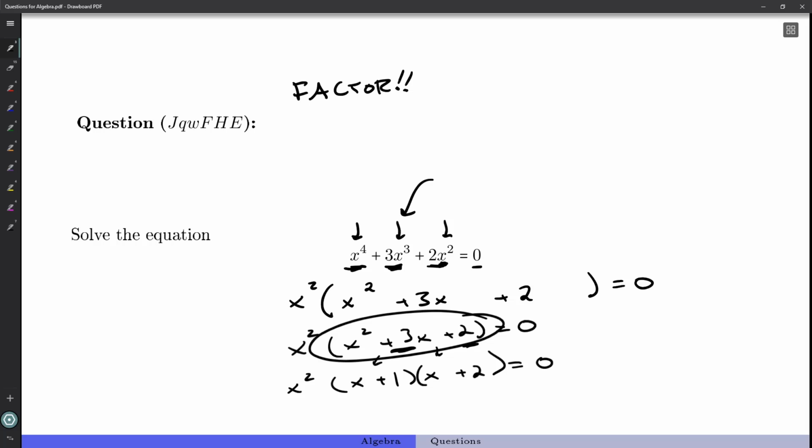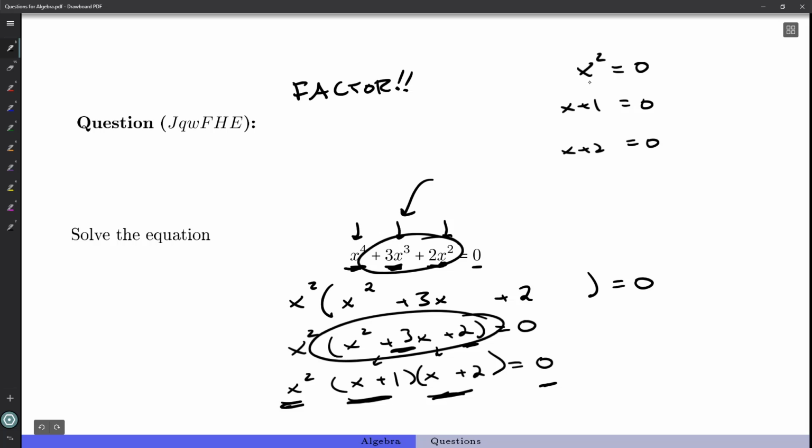So now that we've managed to factor the left-hand side here, what do we do with this knowledge? Well, one of these factors needs to be equal to 0 if the product is equal to 0. So that gives us a bunch of smaller equations. x squared being equal to 0, well, that really only happens when x is 0. The second equation we can rearrange and say, well, that's only going to be 0 when x is negative 1. And similarly, we get a solution of x is negative 2 from the x plus 2 factor.